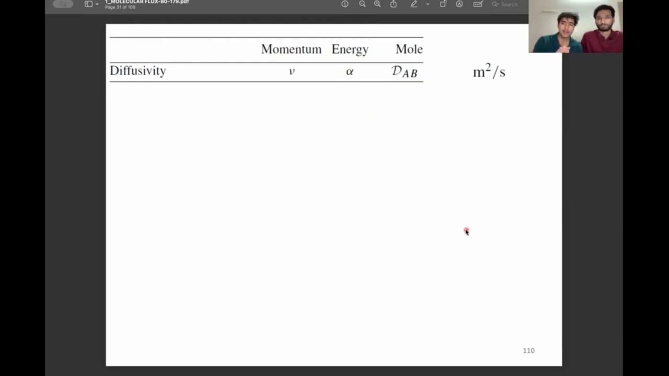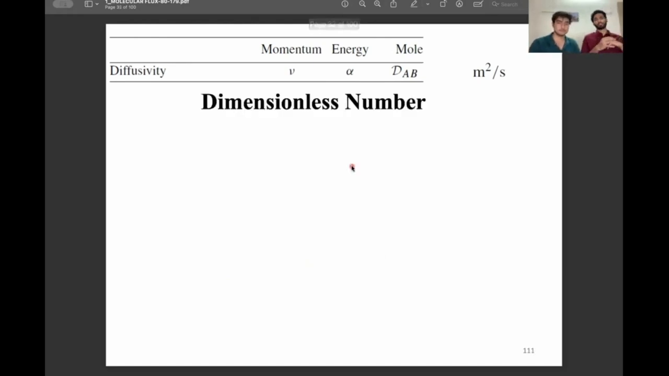Now we will try to associate and relate each of these diffusivities with each other. How can we relate all of these diffusivities with each other? With the help of dimensionless numbers, we will get the relation between the diffusivities.